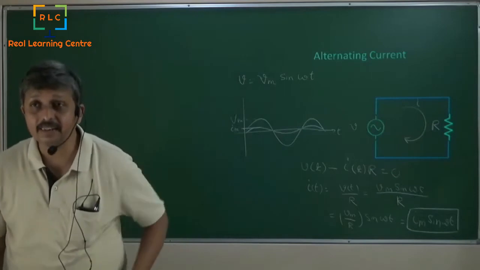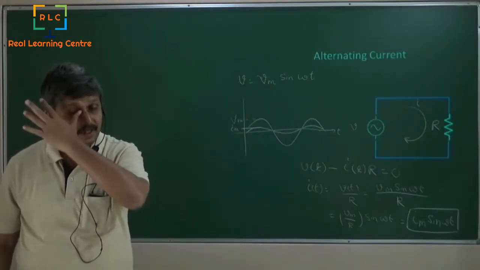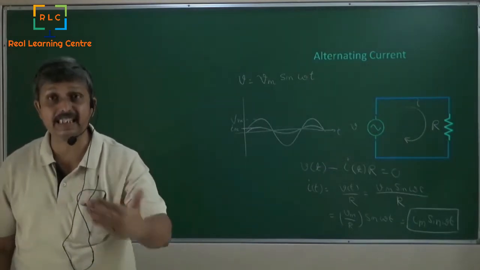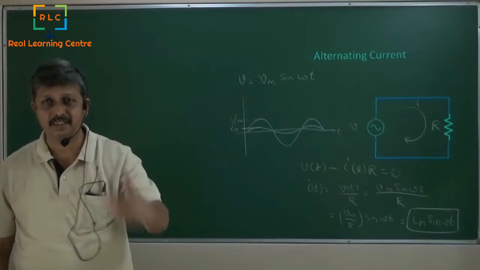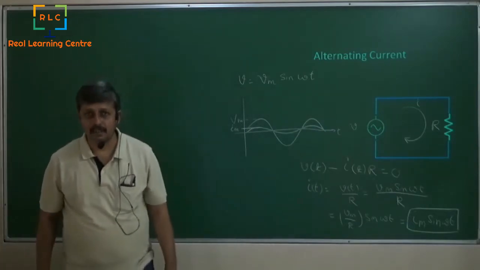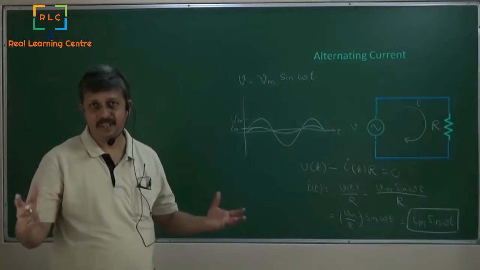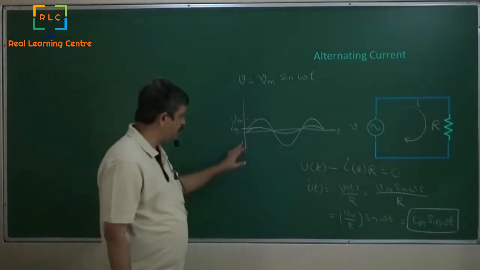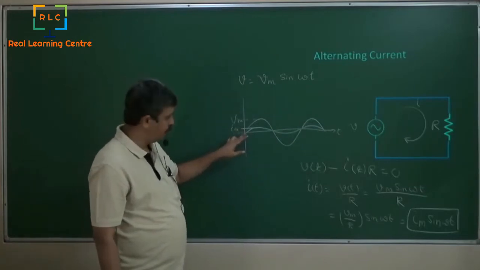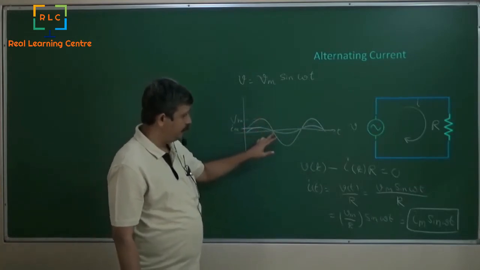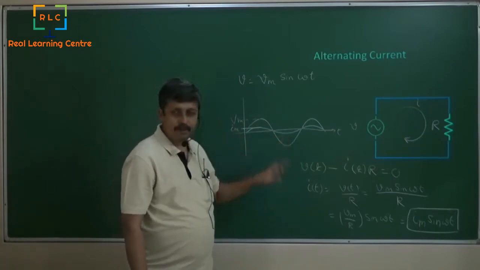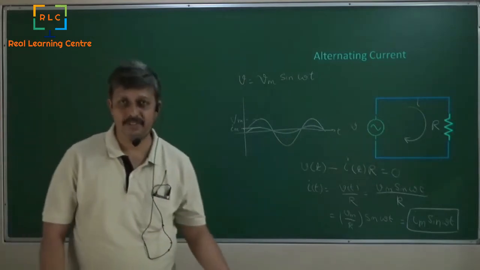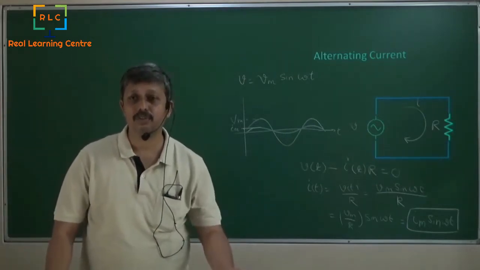So we will say that these two waves, voltage and current, are in sync. They are not out of phase anywhere. They are in phase. The phase difference between them is zero. What is the meaning of that? When this is zero, the other one is also zero. When this peaks, the other one also peaks. When it becomes negative, this also becomes exactly the peak negative. They follow each other. It's called in phase. The phase difference is zero.